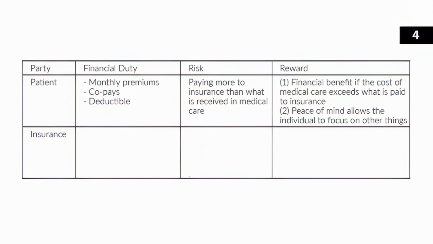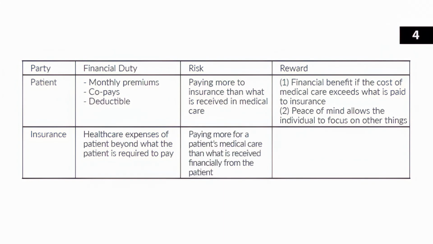Now, from the perspective of the insurance companies, they have a financial duty to pay the healthcare expenses beyond whatever the patient is required to pay. The risk they are assuming is that they have to pay out more than what they are collecting from the patient. And they try to spread that risk over their entire subscriber population so that there's less risk and more fairness. The reward or profit comes if the patient pays more into the insurance than the company has to pay out for healthcare expenses. The next question says, what problems came about when health insurance was introduced?